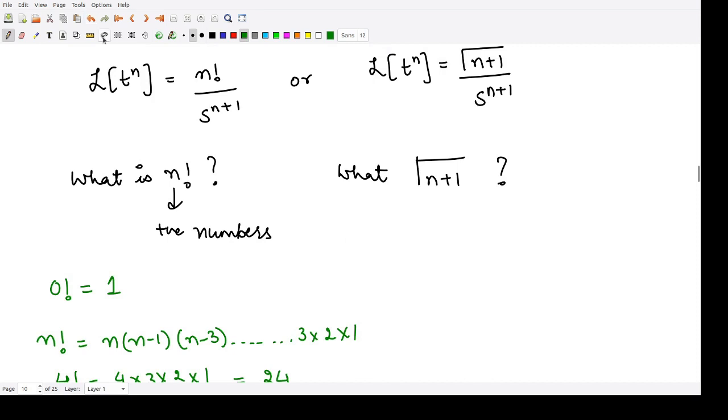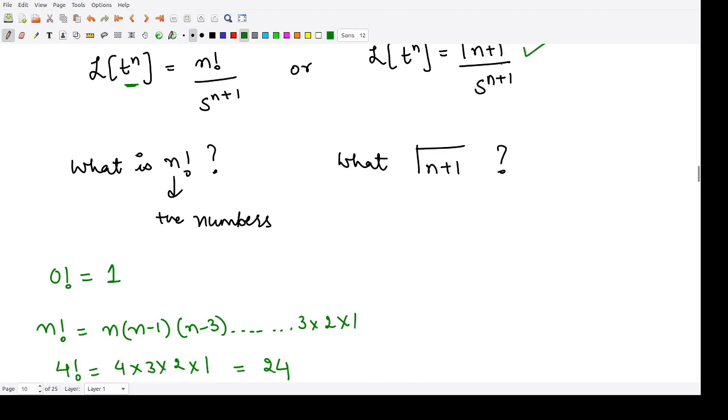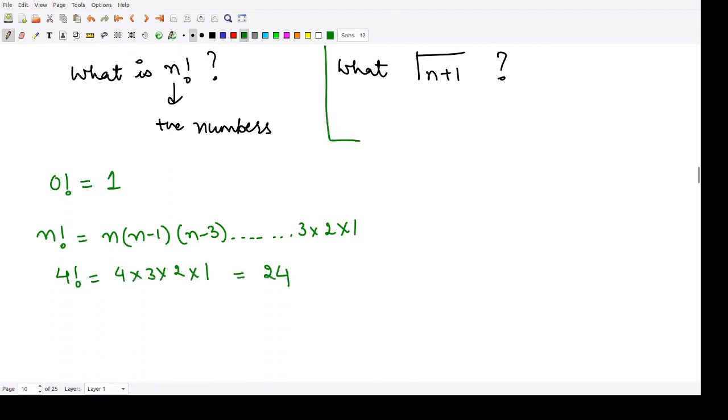So the Laplace transform of t to the power n would be n factorial divided by s raised to power n plus 1. So this is about factorial. But what is this term gamma of n plus 1? Let us see what this quantity is.